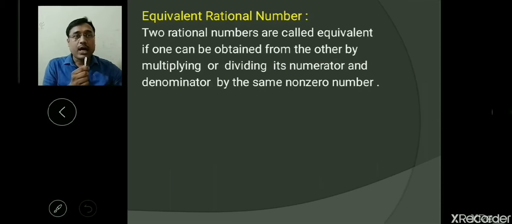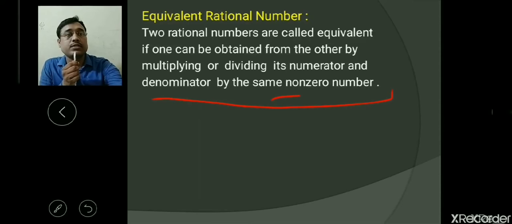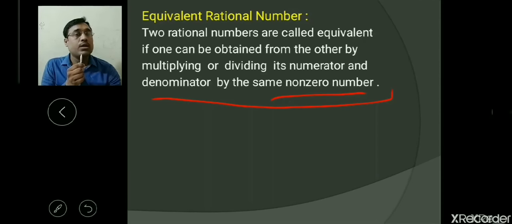Two rational numbers are called equivalent if one can be obtained from the other by multiplying or dividing its numerator and denominator by the same non-zero number. Okay, that means the numerator and denominator either both multiply with the same non-zero number, or you divide both with the same non-zero number. This is the condition here.